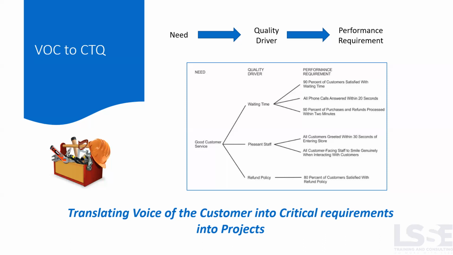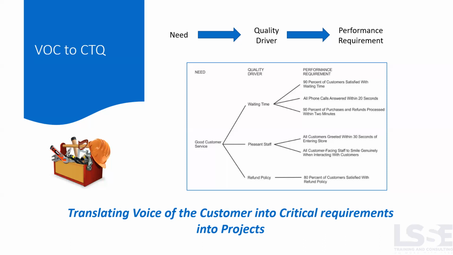Voice of the customer, you translate it into critical to quality. So it's just a matter of a drill down. You look for the need of the customer, you identify what are the quality drivers, what would address that need of the customer, then you translate that into a performance requirement. So normally a performance requirement is something that's quite easy to measure. It's something that is within your control and you can do from your end. It could be something quick and easy that you can do, or it can be a Six Sigma project on its own.